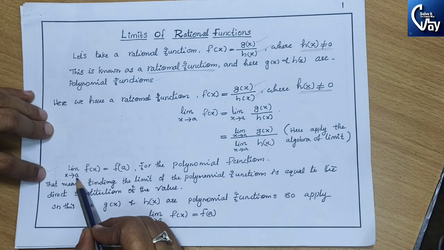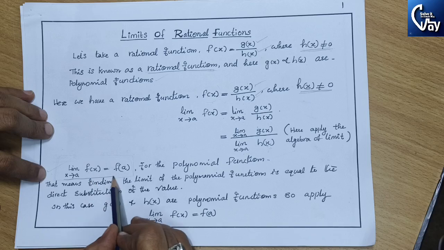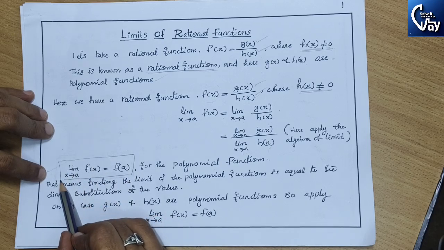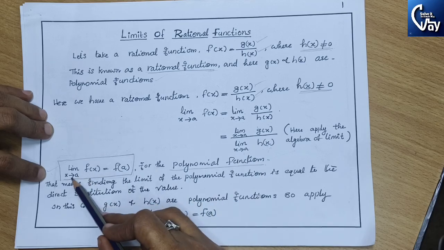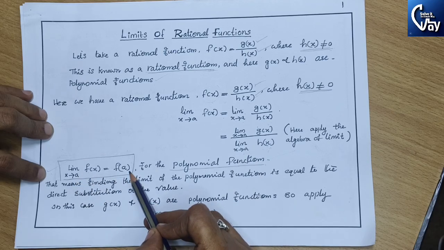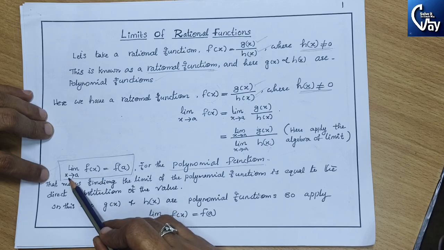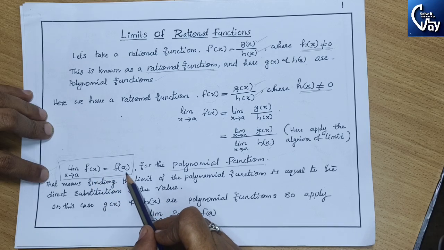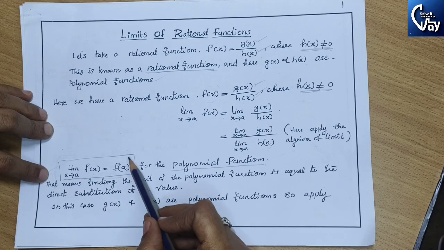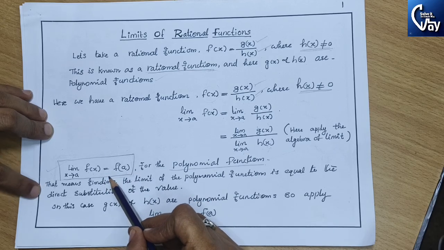Limit x approaching a f of x equals f of a. We have explained this equation already in the previous video. This is only true for the polynomial function. Finding the limit of the polynomial function means direct substitution of the value. We have explained the proof of this equation in the previous video.